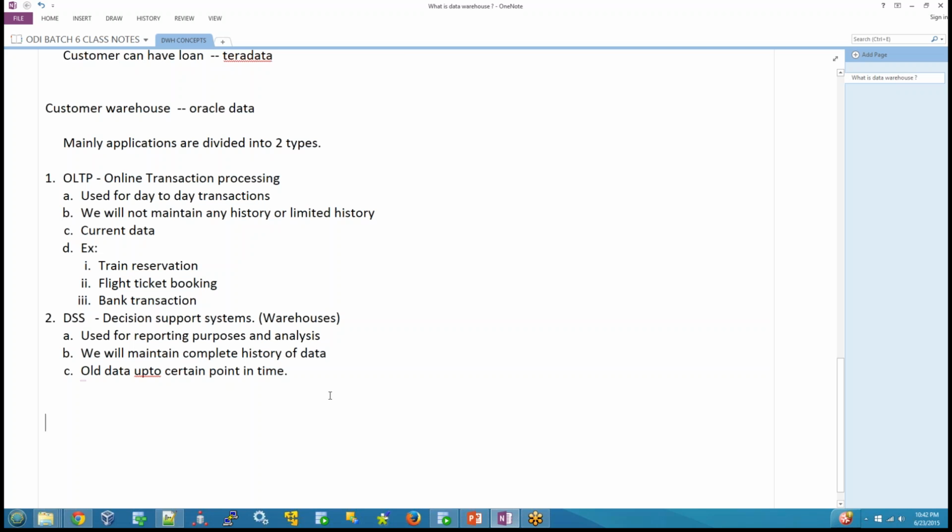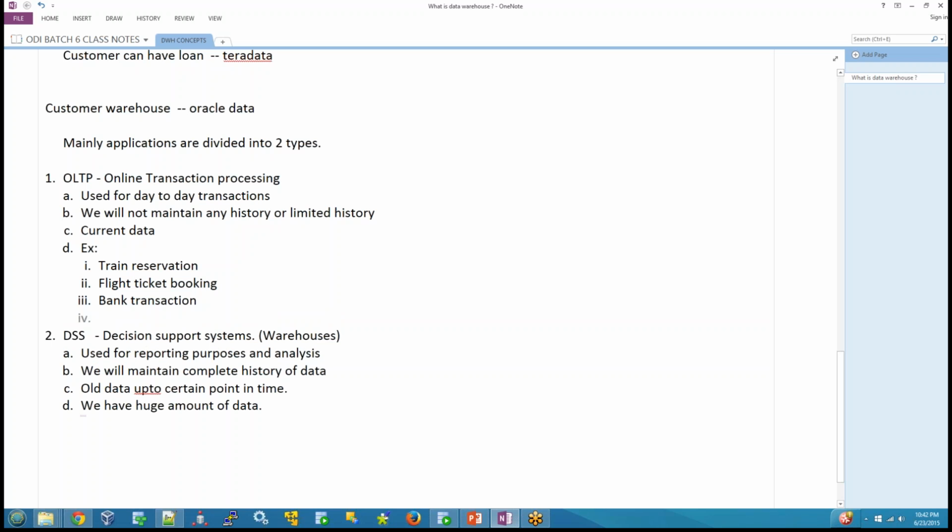So now I'm showing you that we have two systems, OLTP and decision support systems. Let's see some characteristics, or you can say differences. First, the response time. Here we have a huge amount of data. That means we are maintaining all 20 years of data, because here we are maintaining the data warehouse that contains a huge amount of data.